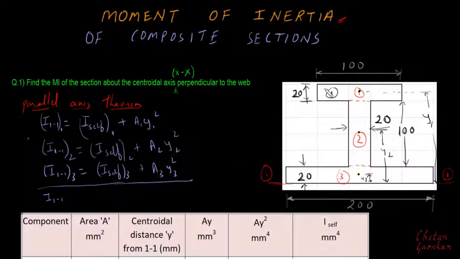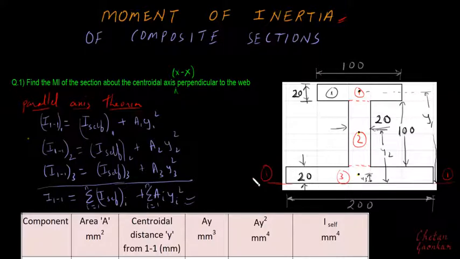Now, if I want to find the moment of inertia of this entire I section with respect to 1-1, it will be equal to the summation of all the I self, where i goes from 1 to n, in this case n is 3, plus the summation of Ai yi square, where i again goes from 1 to n, in this case n is 3. So this is one formula which we will be using very frequently to calculate the moment of inertia of this I section.